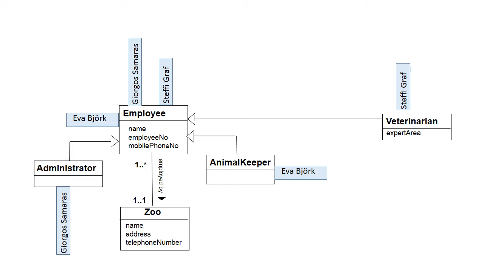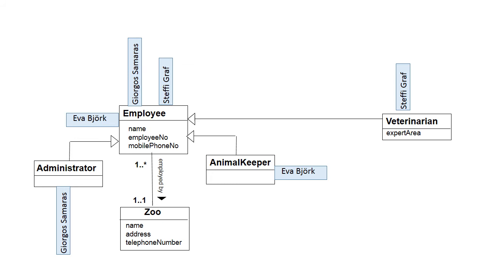Administrator class, animal keeper class, and veterinarian class are more specialized classes of the more generalist class employee. Administrator, animal keeper, and veterinarian class are usually called subclasses to the superclass employee. The three objects, Georgios, Eva Björk, and Steffi Graf, are also objects in the employee class.